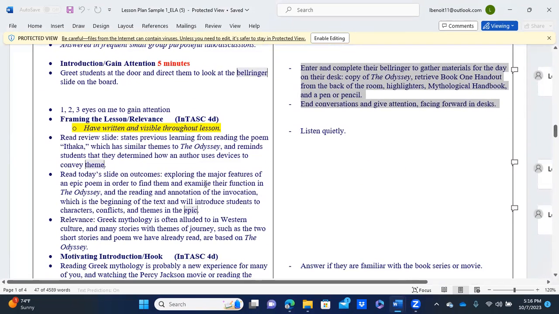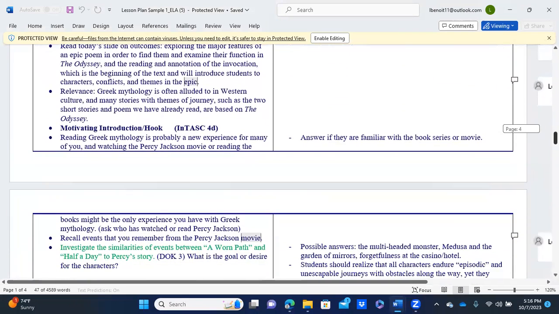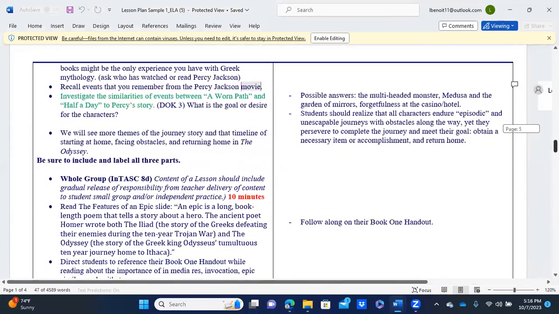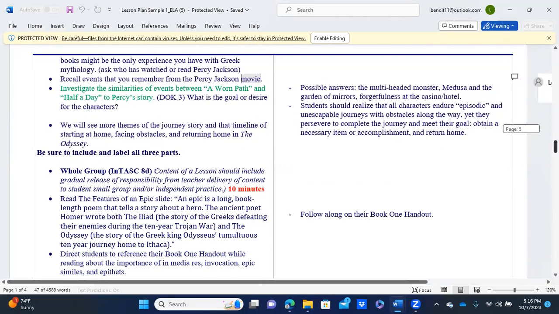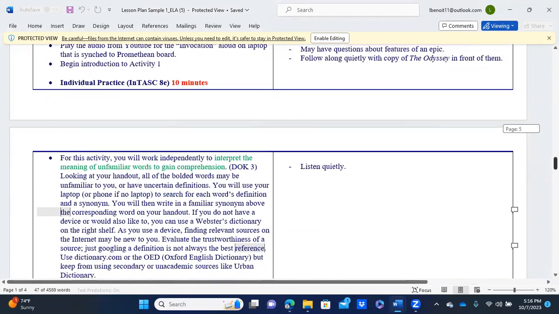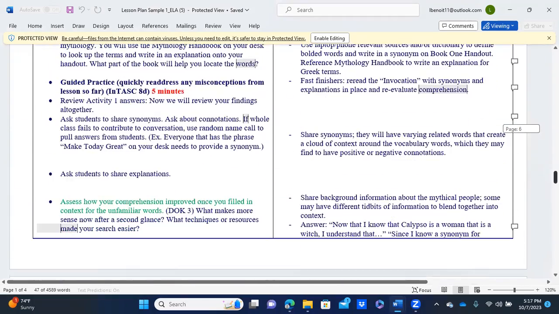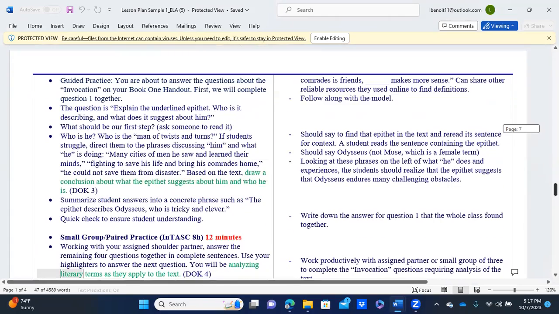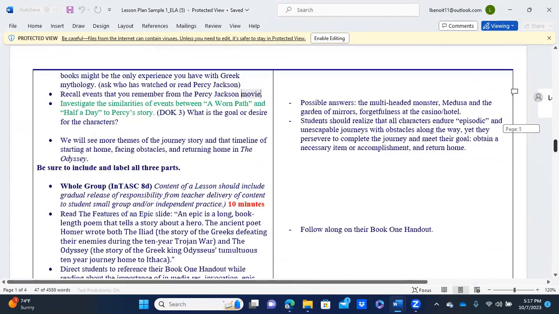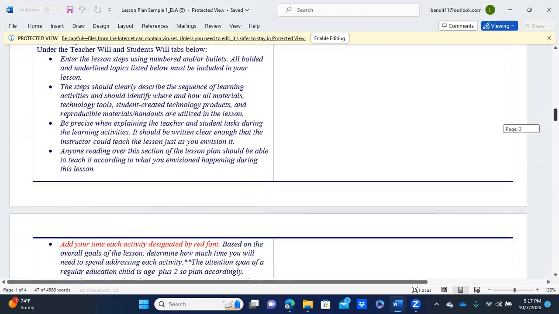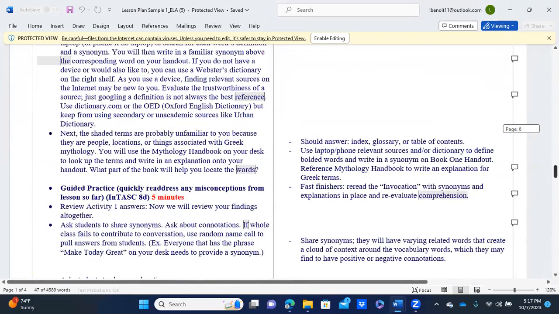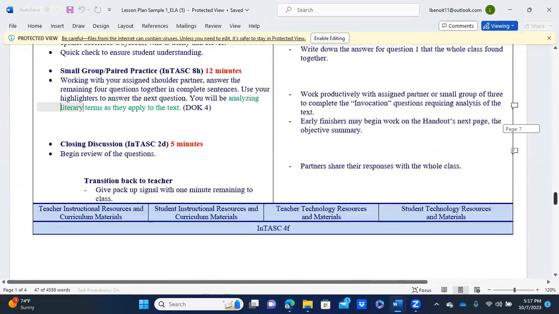Framing the lesson relevance. This is what the teacher is doing. This is what the students should be doing at that point. Motivating introduction hook. Again, what she's doing, what they're doing. And notice she's got her timestamps. She also has those seed questions and seed prompts labeled in green throughout. So, wow, this is a thorough lesson plan. If I had to step in and facilitate this lesson, I feel like I could, because this teacher has been so thorough in what she's going to do and what she expects the students to do.